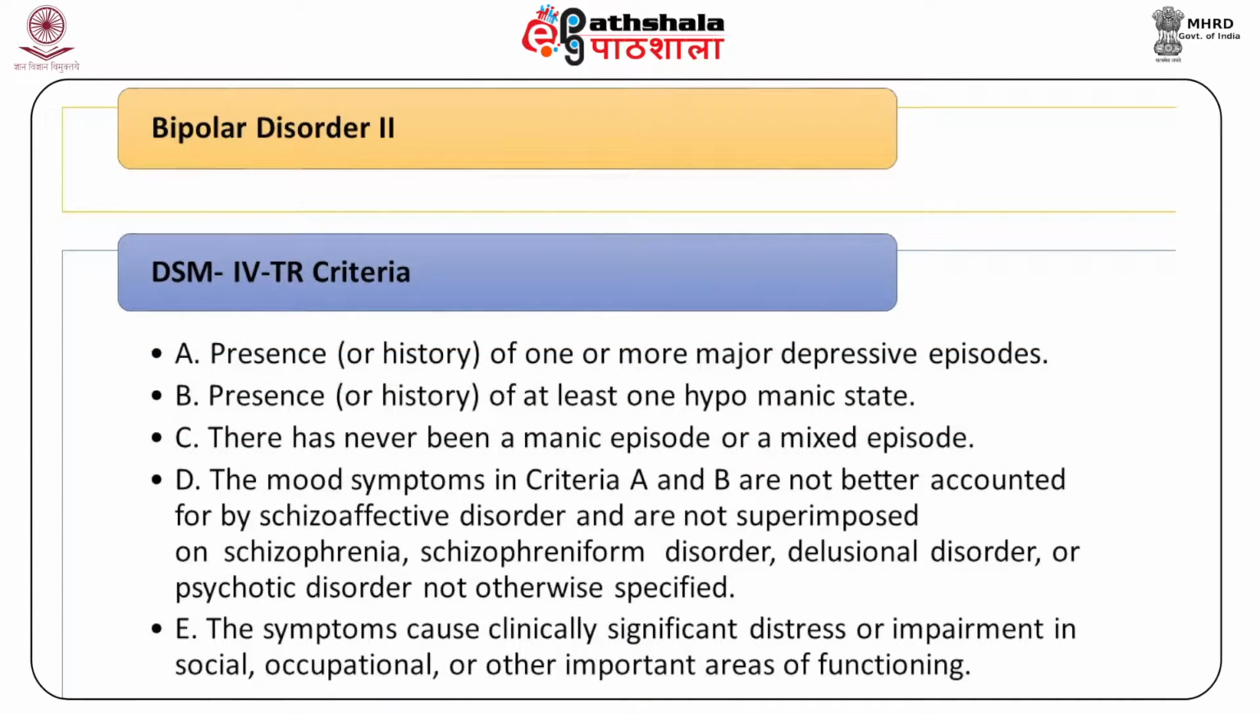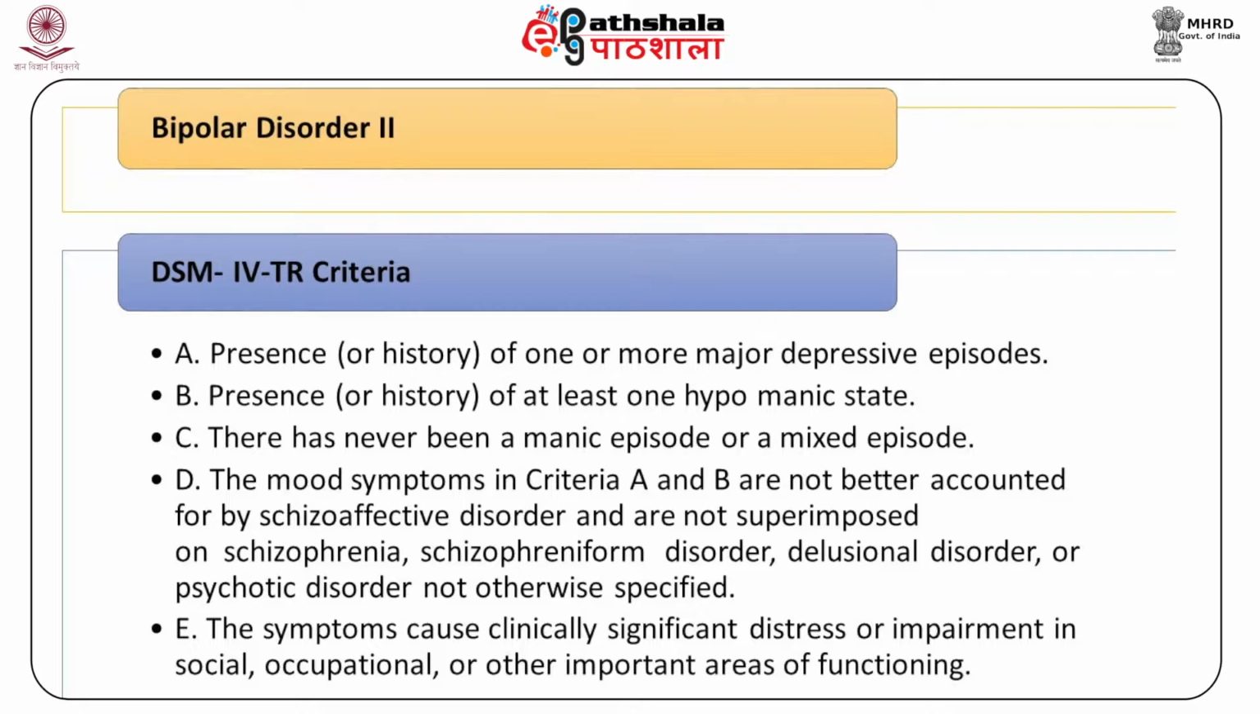Next we will study bipolar disorder 2. The DSM-4-TR criteria for this are: A. Presence or history of one or more major depressive episodes. B. Presence or history of at least one hypomanic episode. C. There has never been a manic episode or mixed episode.